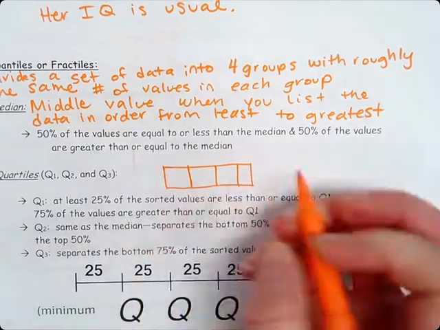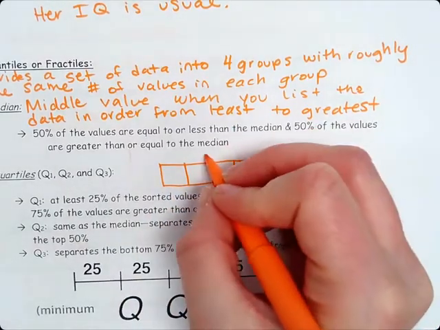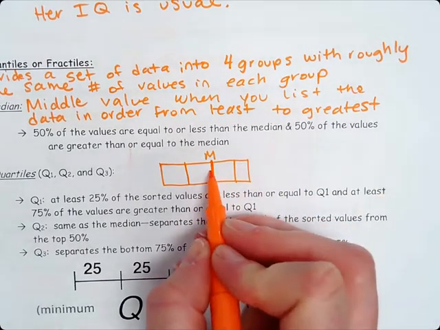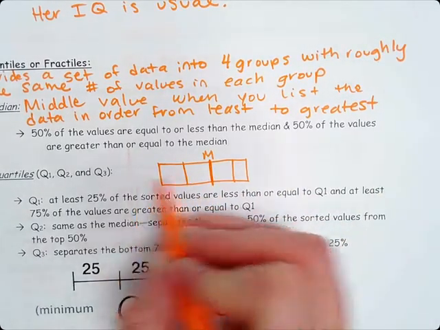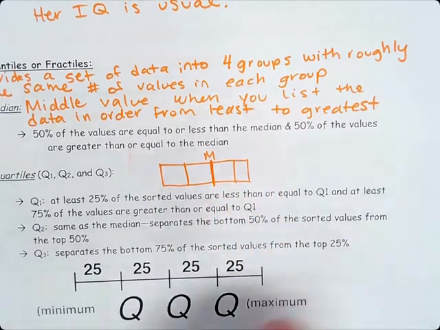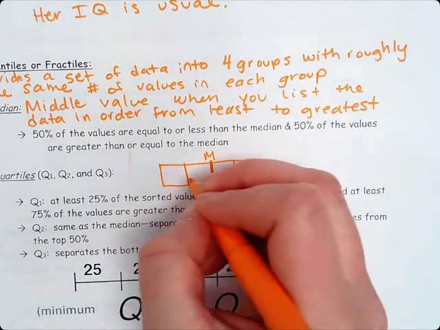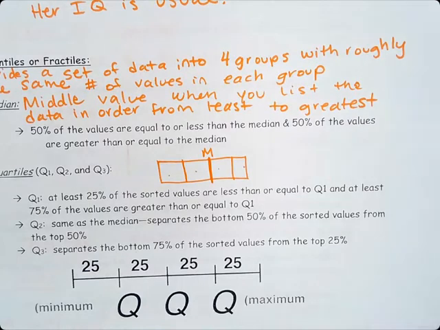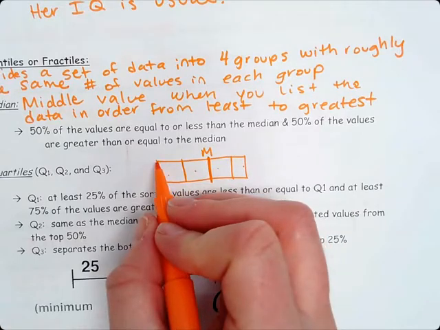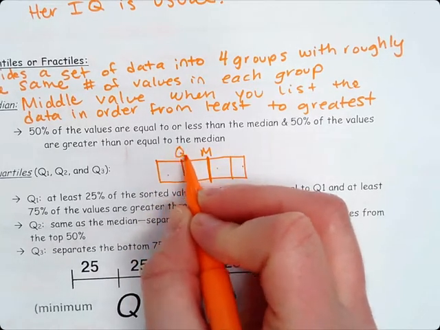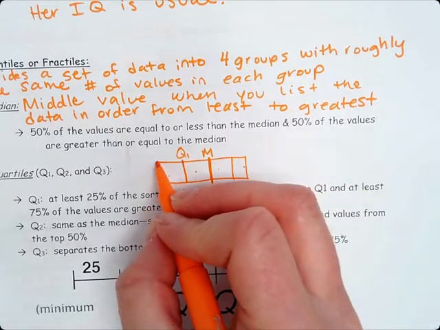So if I cut it into equals, this right here is called your median. That's your middle. So 50% are at or below it, 50% are at or above it. And since they're quartiles, 25% is in each one of these boxes of the data. And you have to list them in order from least to greatest. So quartile 1 would be everything from your smallest value to quartile 1. So this is Q1. And this is your smallest value.